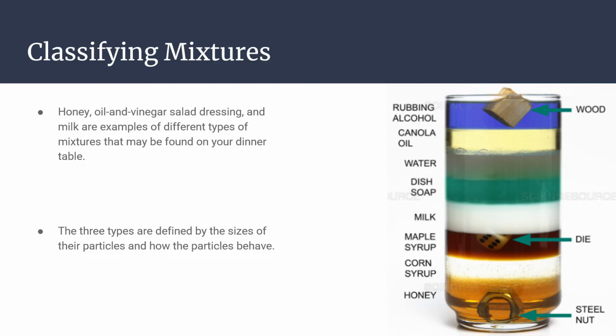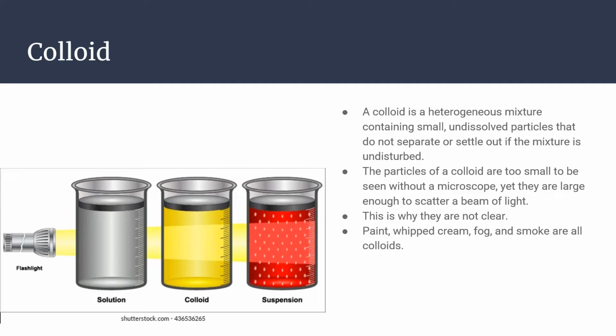So here we have a good example. We have the still nut, which is stuck in the honey. We have corn syrup. The honey is the most viscous, corn syrup a little bit less so, and then maple syrup. Then we have milk, dish soap, water, canola oil, and rubbing alcohol. So all of those things are different and have different requirements, and that is why they stay in those nice little layers.